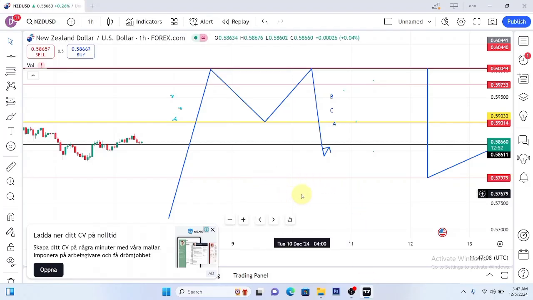Now, in this video, I'll be showing you how to use your Fibonacci retracement. Now, look at this diagram that you see here. If you look at this diagram, you can see your double top. Okay, double top here.